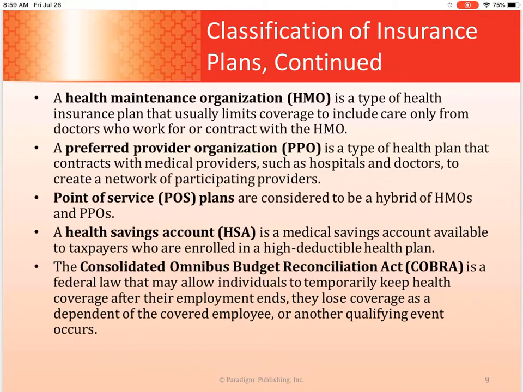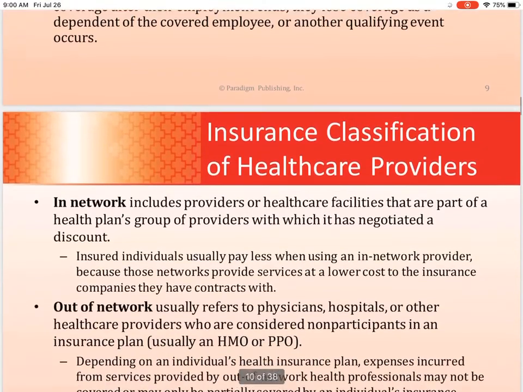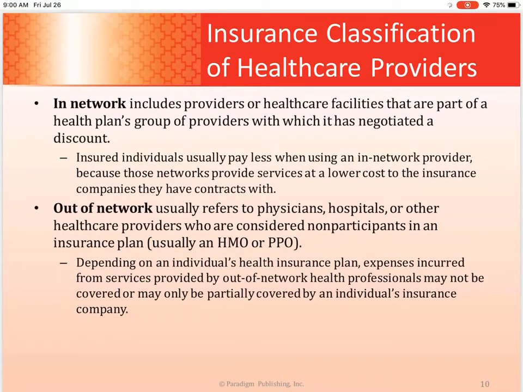So on 232, all the way up through COBRA, I want you to read through that section. That's going to cover your HMOs, your PPOs, your point of service plans, your healthcare savings accounts, and COBRA. Now, we're going to pick back up with insurance classification and your healthcare providers on 233.